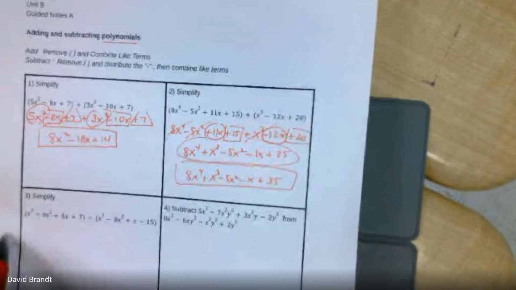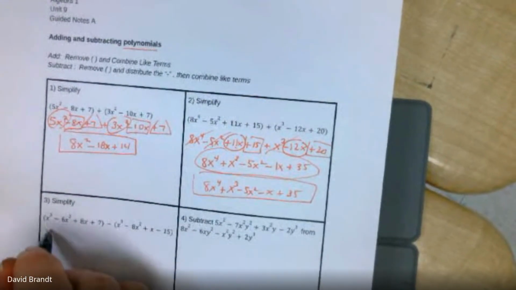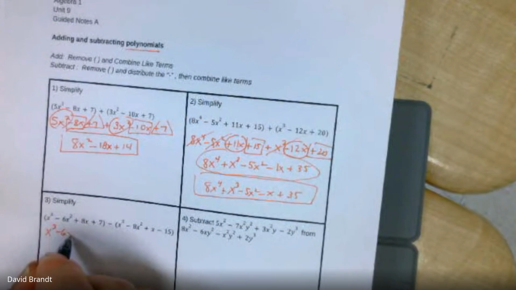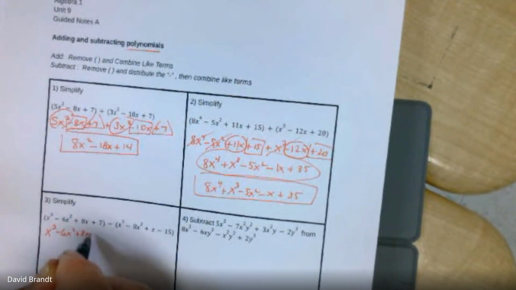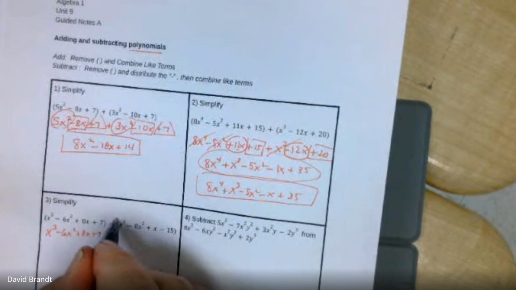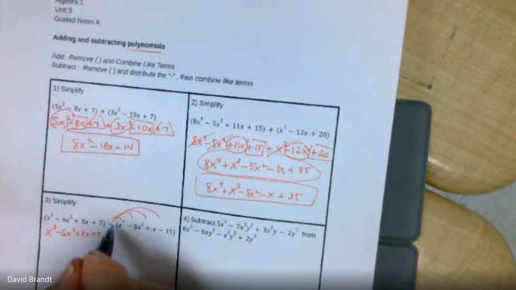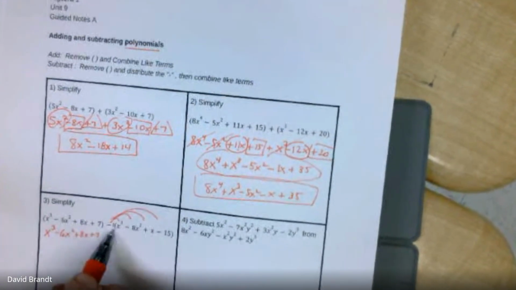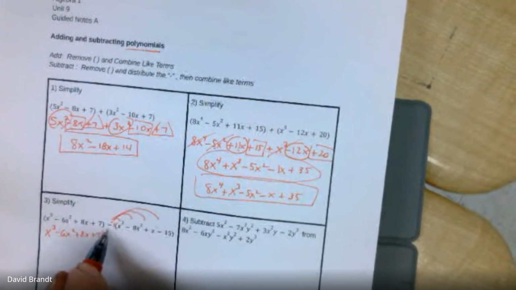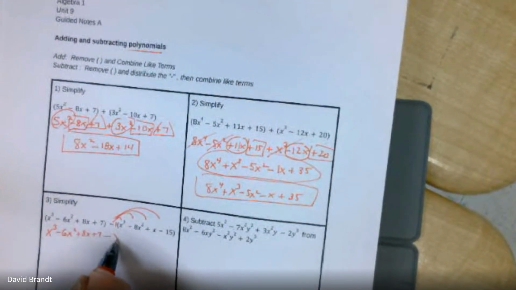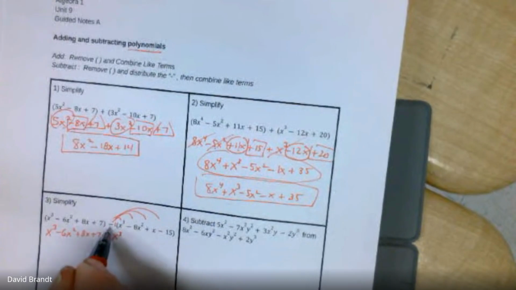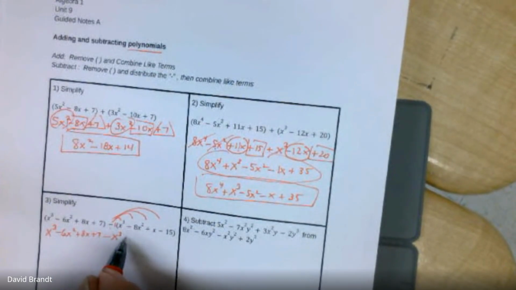Now, subtract. What do you do when you subtract? Well, you are going to drop these parentheses. But when you drop the second set of parentheses, make sure you distribute the negative. That's a negative 1 if you need to put a number there. It is a negative 1. Negative 1 times x cubed is negative x cubed. Negative 1 times negative 8 is a positive 8x squared.